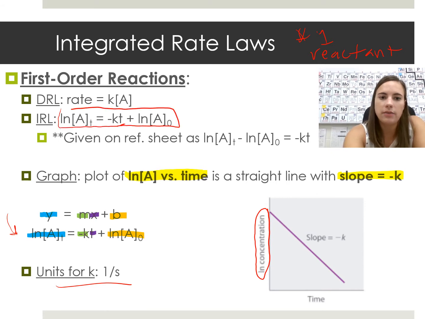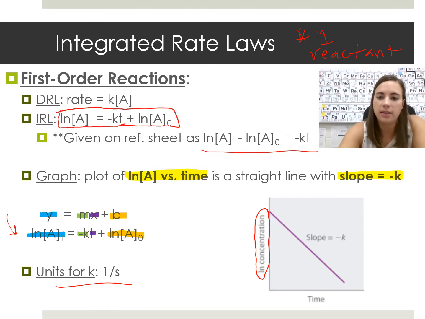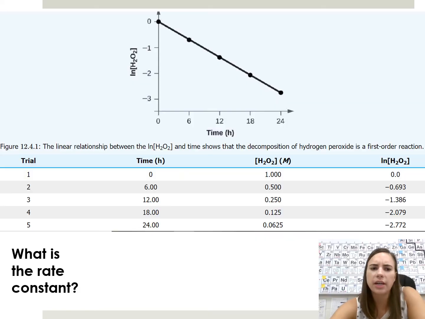Now, it is given on your reference sheet like this, but those are the exact same thing. It just has this natural log of concentration of A initially moved to the left-hand side. They're the exact same thing. So let's look at an example.